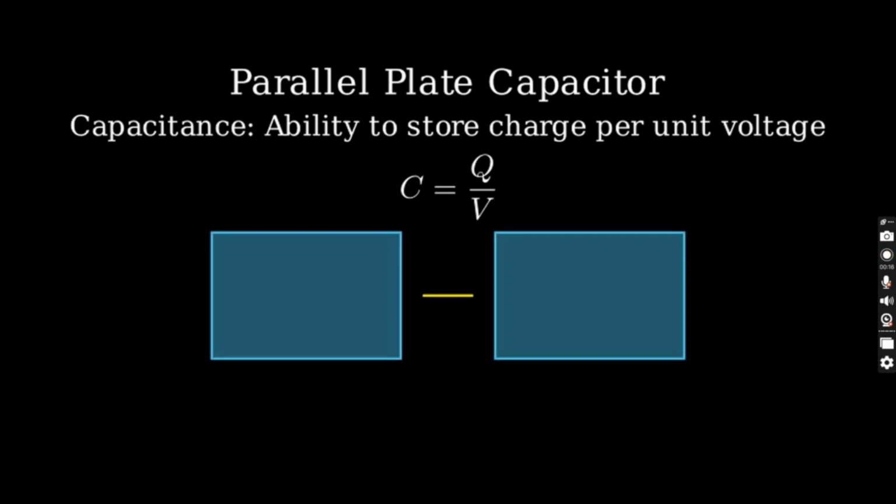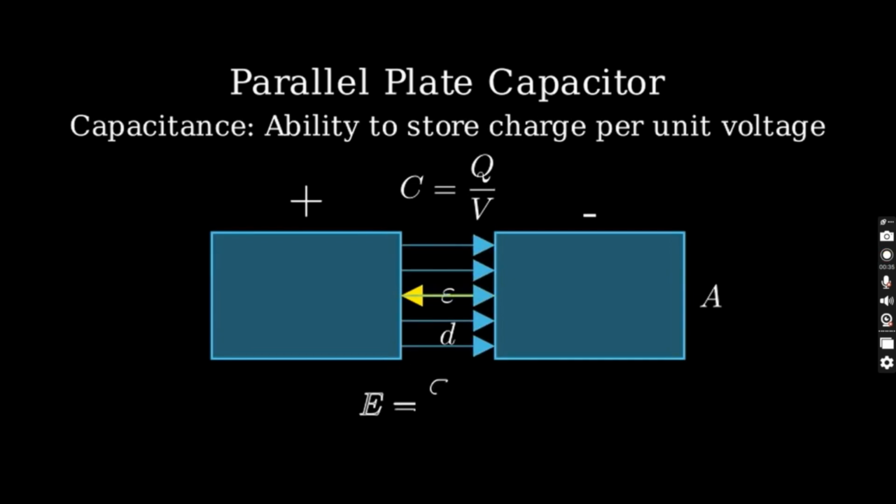Let's consider a parallel plate capacitor. It consists of two parallel conducting plates separated by a distance d. Each plate has an area A, and the plates carry equal and opposite charges plus Q and minus Q. The space between the plates is filled with a dielectric material with permittivity epsilon.